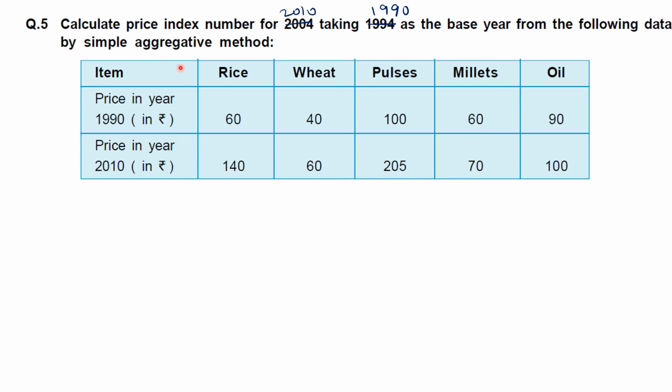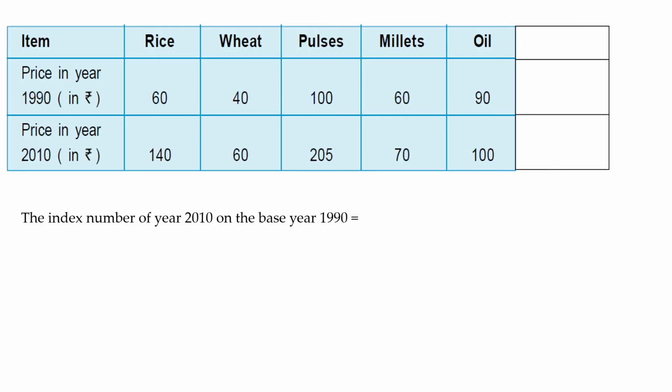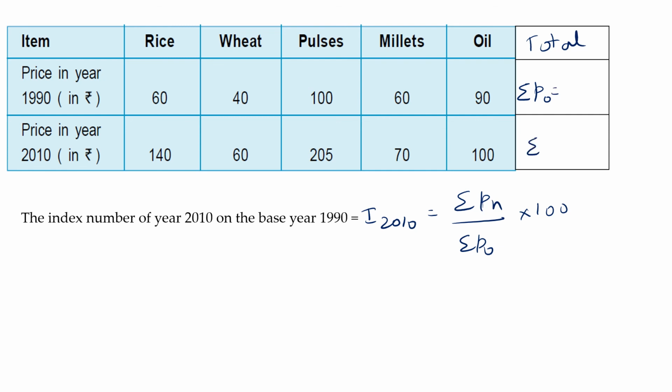Now we need to calculate the price index using the simple aggregative method. So the price index is calculated as I_n is equal to, that is I 2010 is equal to summation Pn upon summation P0 into 100. So here let us find the sum of all these prices. We need to take 1990 as the base year. So it means this is summation P0, and the sum of all these prices is summation Pn.